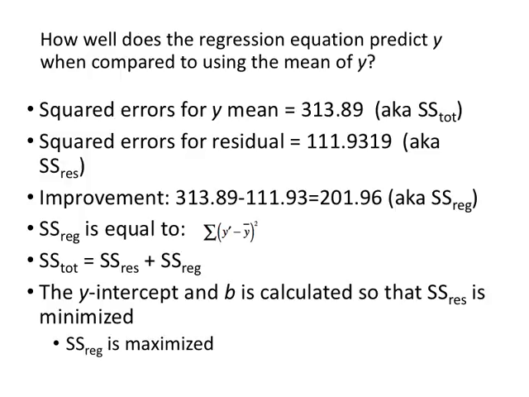And so the y-intercept and the b that is calculated for us when we do ordinary least squares regression is calculated in a way that sums of squares residual is minimized. Again, we could change the intercept or the slope, and our residual will always go up. There's no other values you could put in there that would get you a lower sums of squares residual.